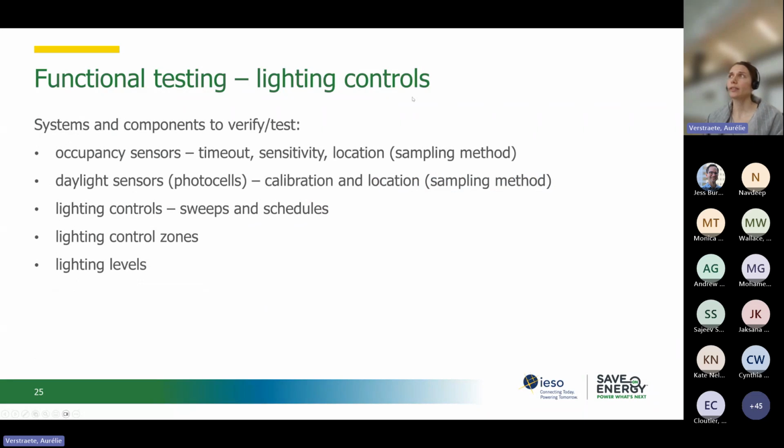Here, a quick checklist for lighting controls. What you need to verify and test for lighting could be occupancy sensors, for example timeout, sensitivity and location, and daylight sensors, calibration and location. As room local controls, a sampling method could be used here, because it's a lot if you want to do every single sensor in your building. And then you will check sweeps and schedules for lighting control zones, whether a supplemental zone may be required, and lighting levels.